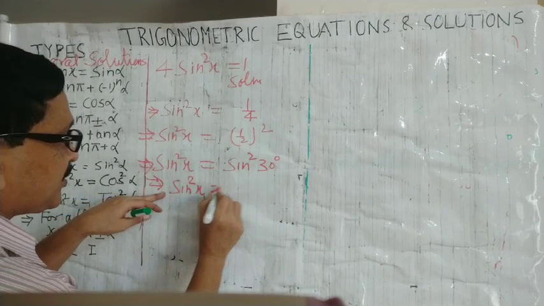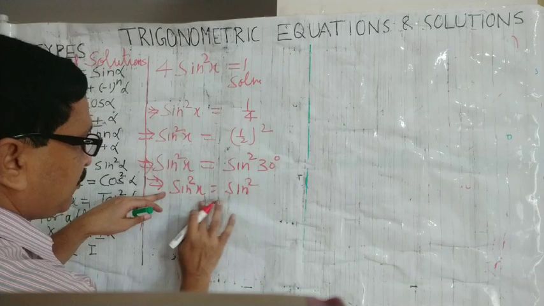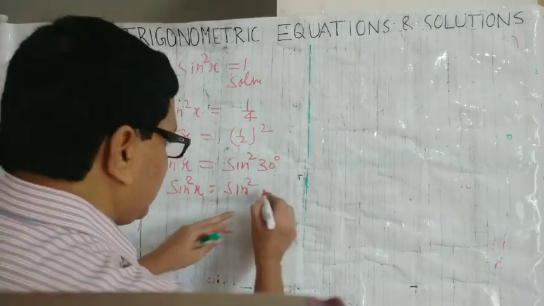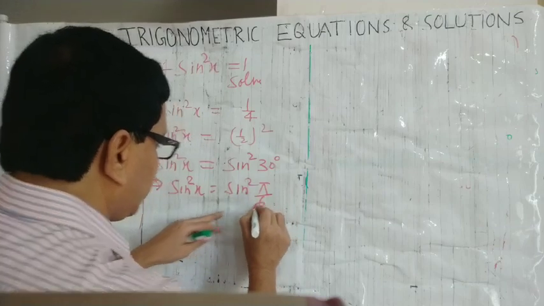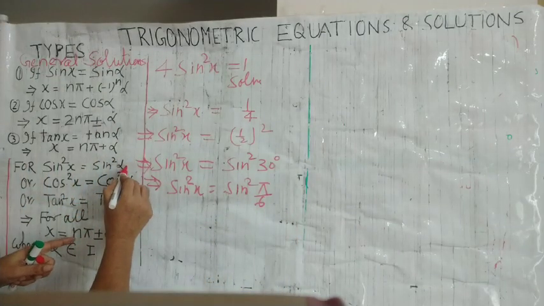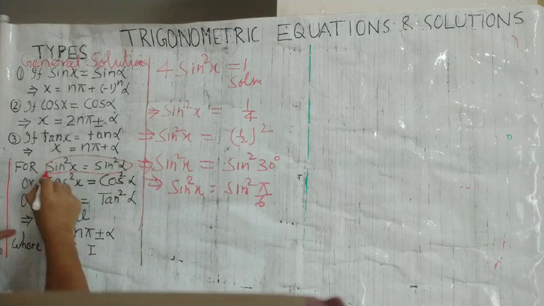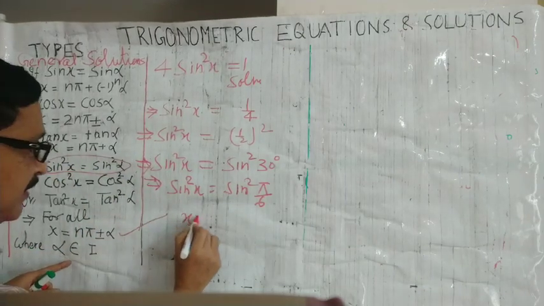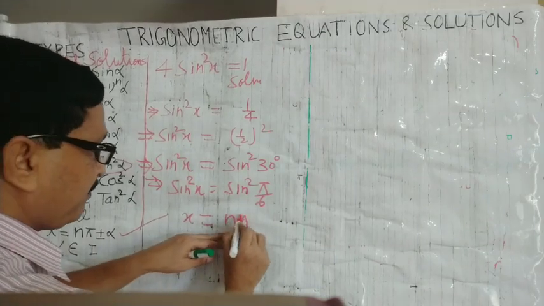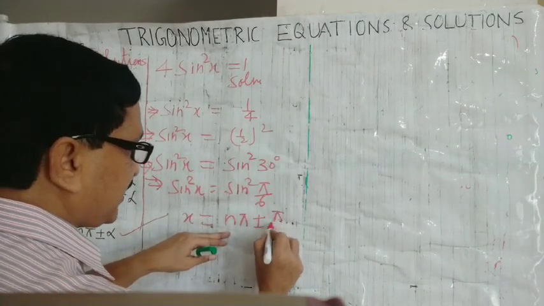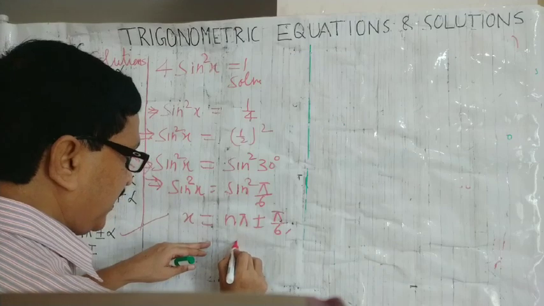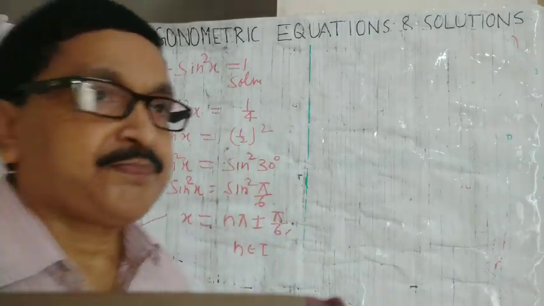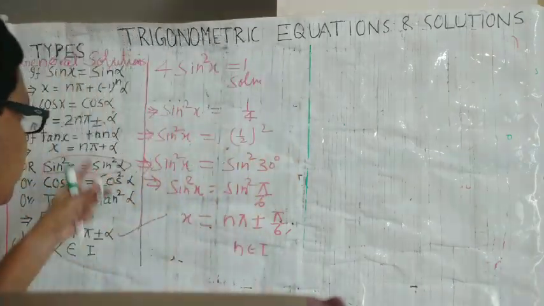Or you can write sine square x is equal to sine square 30 degree. 30 degree is pi by 6. Sine square pi by 6. So follow this formula. According to this pattern, x is equal to n pi plus minus pi by 6, where n is a member of integer. So this is the general solution in this format.